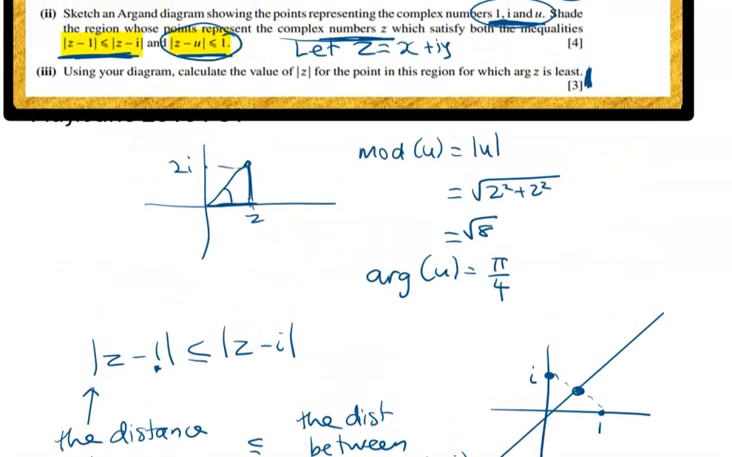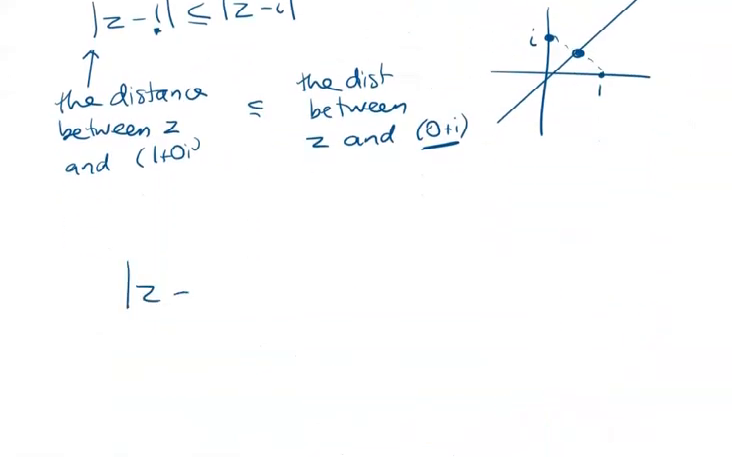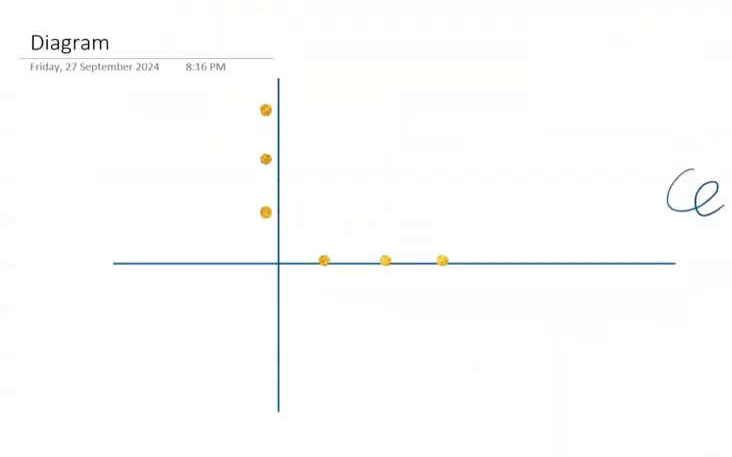So this bit here is saying that we want the distance between z and my point u, which is 2 plus 2i, to be less than or equal to 1. So that's describing a circle with a centre at 2 plus 2i and a radius of 1. So I'm going to move on to another slide now, and we're going to draw all of that out nicely.